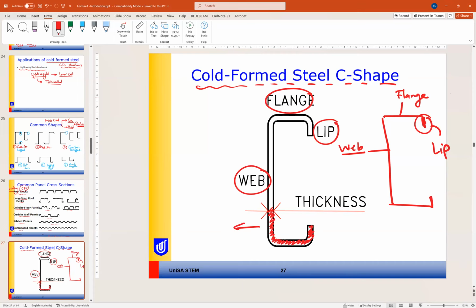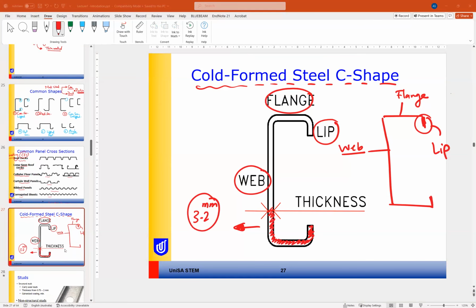So this thickness is limited to 3 or 3.2 millimeter. So you can't have very thick section of cold formed steel due to the manufacturing process of this section. Okay.